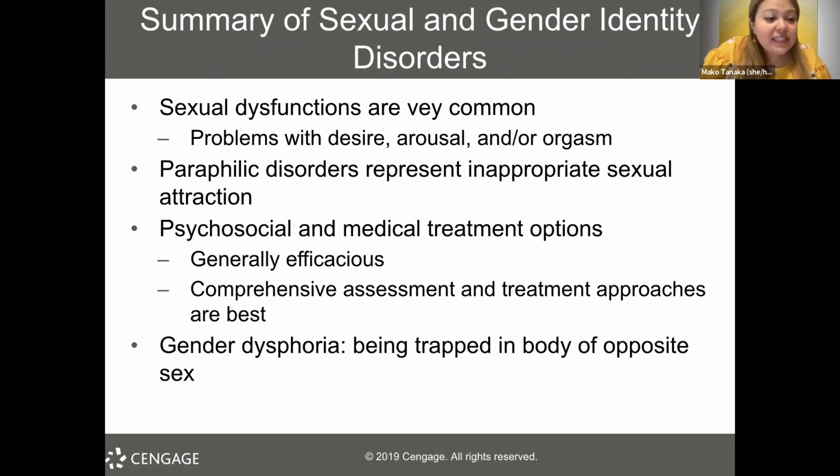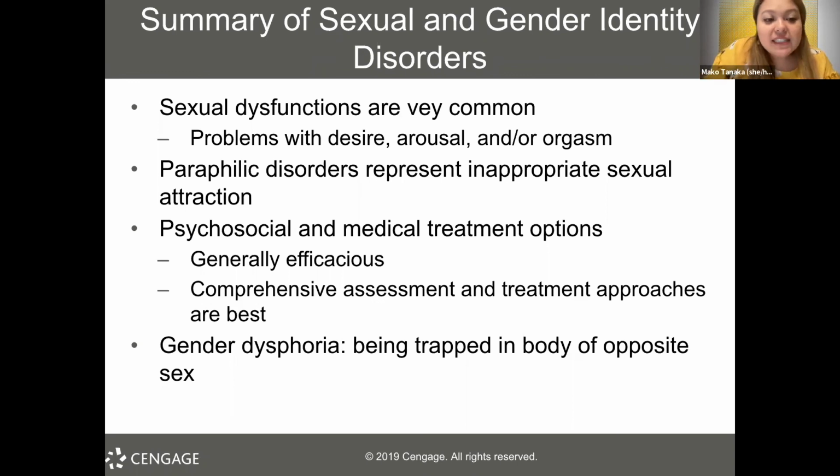All right, so I'm going to end today's talk with a summary of sexual and gender identity disorders. So we first talked about sexual dysfunctions, how they're very common, and how we typically look at problems occurring at different stages of the sexual cycle, such as problems at the desire, arousal, or orgasm stage. With paraphilic disorders, they represent inappropriate sexual attraction. So like inappropriate attraction to an object or to a non-consenting individual. There are psychosocial and medical treatment options that are available for people.